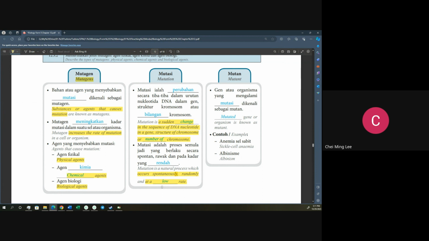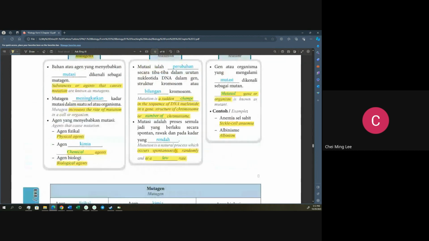A mutant is a mutated gene or organism. For example, sickle cell anemia and albinism. So what is sickle cell anemia? It means that your hemoglobin, your red blood cell, becomes a sickle cell shape. Sickle cell shape means that the cell becomes something like this, a shape like this normally.